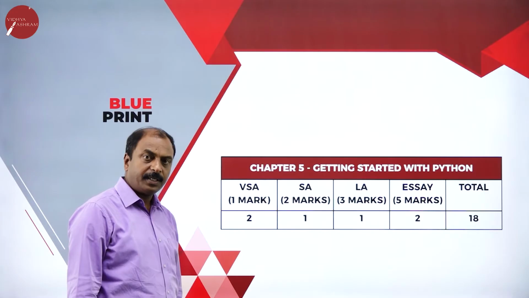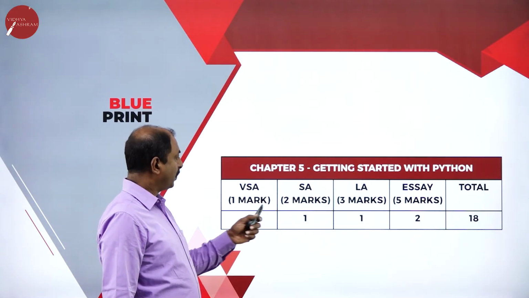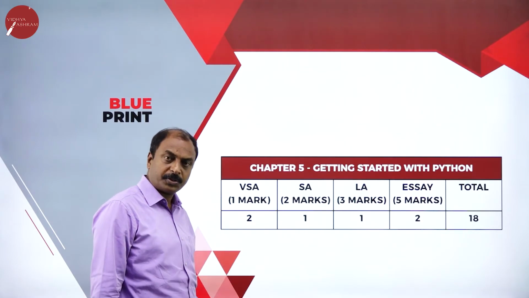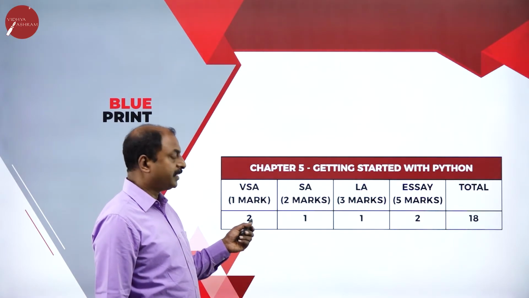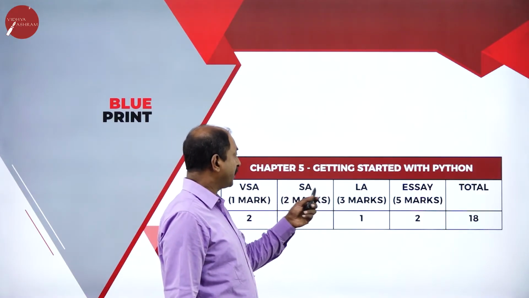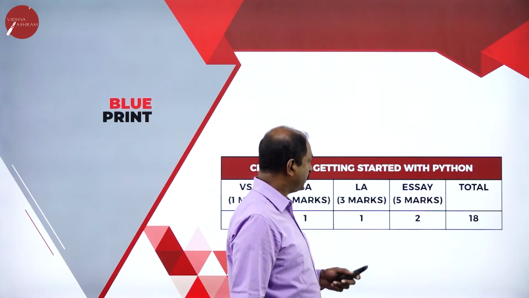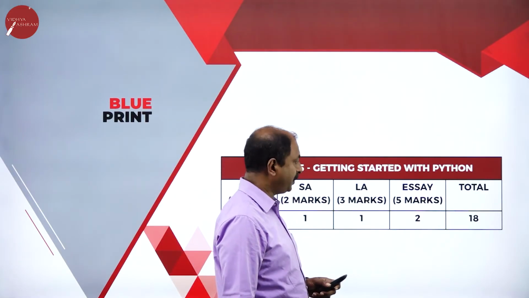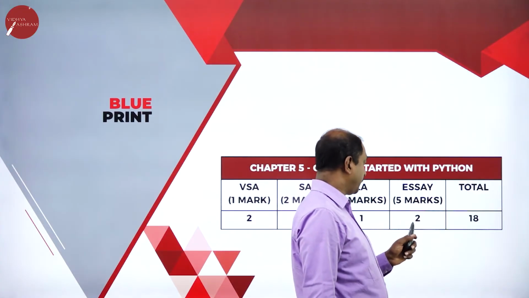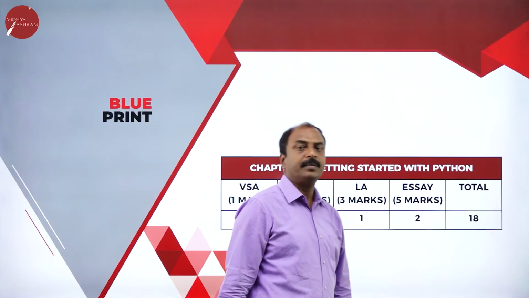So now let us see the weightage of chapter 5. Here, these are 1 mark questions. There are 2 1-mark questions, and here it may be MCQ and fill in the blanks. And 2 marks question, that is short answer question, 1 2-marks question, and 1 3-mark question, that is long answer question, and 2 5-marks questions, which are long or essay type questions. Total weightage is 18 marks.